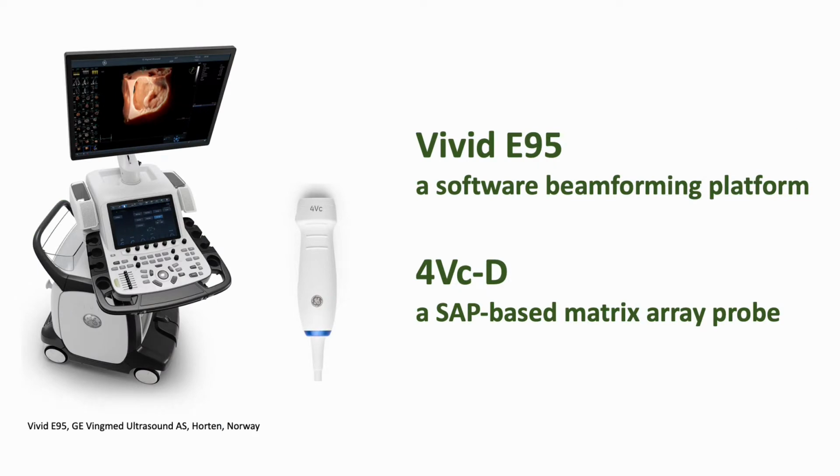For all this work, we have used the Vivid E95 system with the 4BCD matrix array probe as a research and development platform. The E95 is a software beamforming system capable of storing raw, unprocessed IQ channel data. The 4BCD matrix array probe is a subaperture or SAP-based probe, where a number of elements are grouped into a SAP by electronics in the probe handle. The system stores channel data for each SAP with this probe.